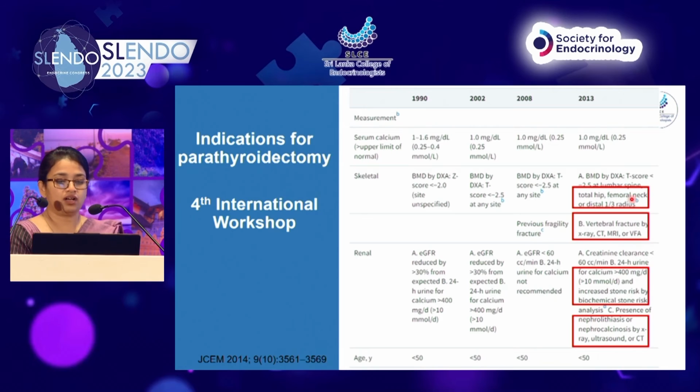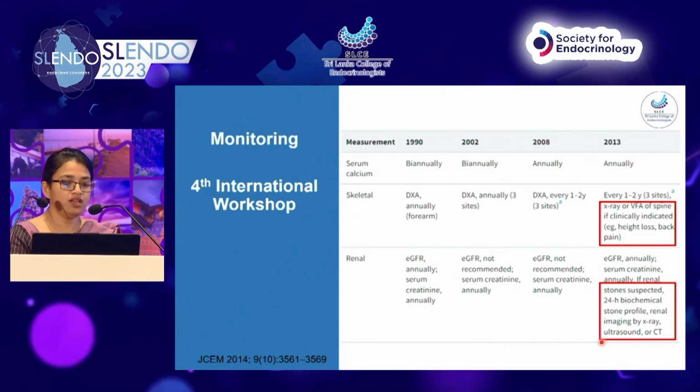So using 3-site DEXA measurements, and especially inclusion of vertebral fractures in the 2013 criteria, and also inclusion of urinary calcium excretion and nephrolithiasis detected by not only ultrasound scan but also CT. And again, in the monitoring criteria, they have increased certain parameters, especially like stone profile and renal imaging, including CT.